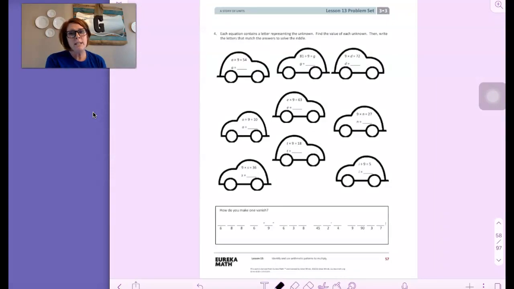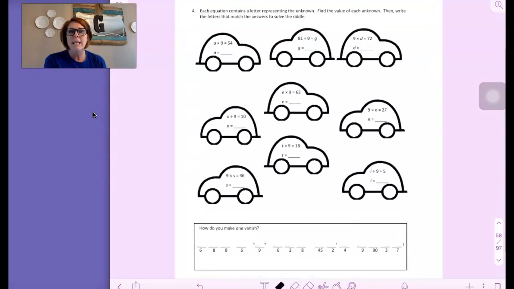Boys and girls, you're going to complete number 4 on your own and submit it to me for grading. Number 4 says, each equation contains a letter representing the unknown. Find the value of each unknown, then write the letters that match the answers to solve the riddle. And the riddle says, how do you make 1 vanish? So you're solving the equations. Try to do it as quickly as you can and without any helpers. But if you need a helper, you can use your chart or use any of the strategies that we've been practicing.